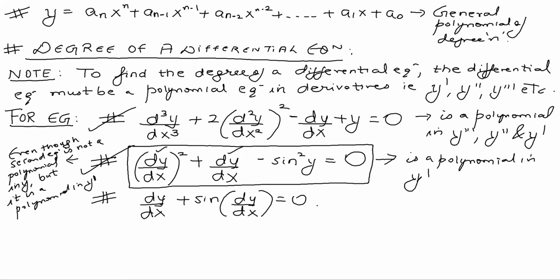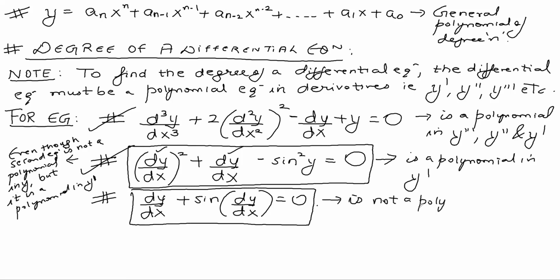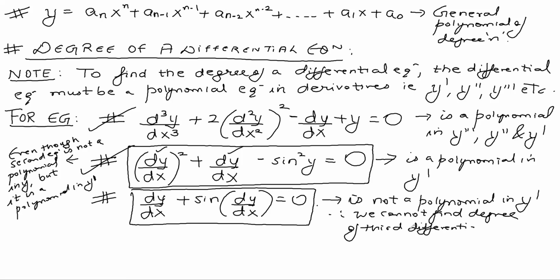But now look at the third equation. It is not a polynomial in y dash, where dy by dx is y dash. Therefore, we cannot find the degree of the third differential equation. Why? Because it consists of sine of dy by dx. That means dy by dx is not coming up as a polynomial.